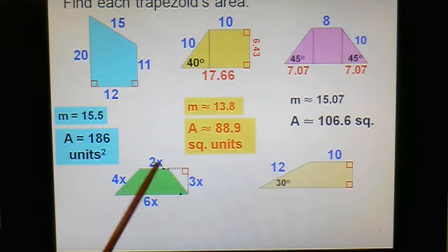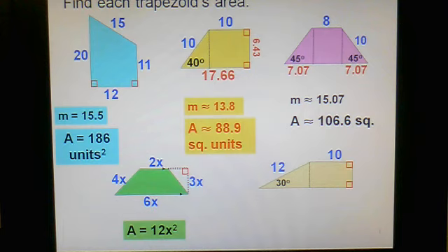And this little piece is 2x, the top base is 2x, the bottom base is 6x, this side length is 4x, this altitude over here is 3x. You'll answer that in terms of x. So the mid-segment, of course, is adding these together, 4x divided by 2, and you should get 4x. The mid-segment should be 4x on here. This is the height. So 4x times 3x, it's not 12x, it's 12x squared.